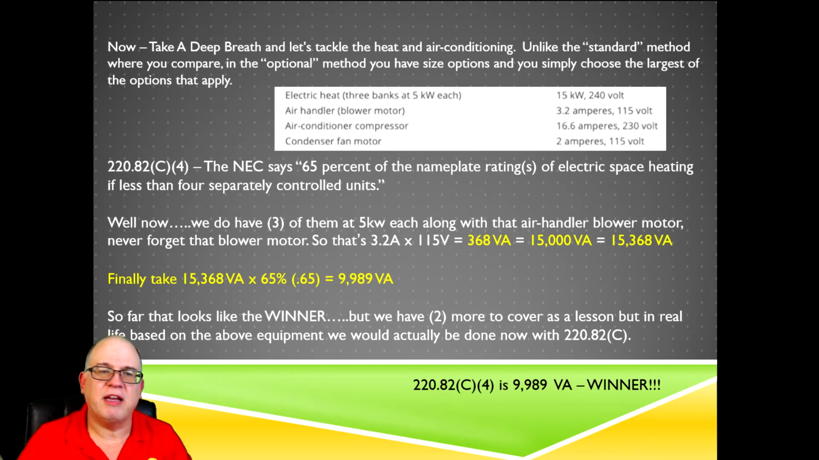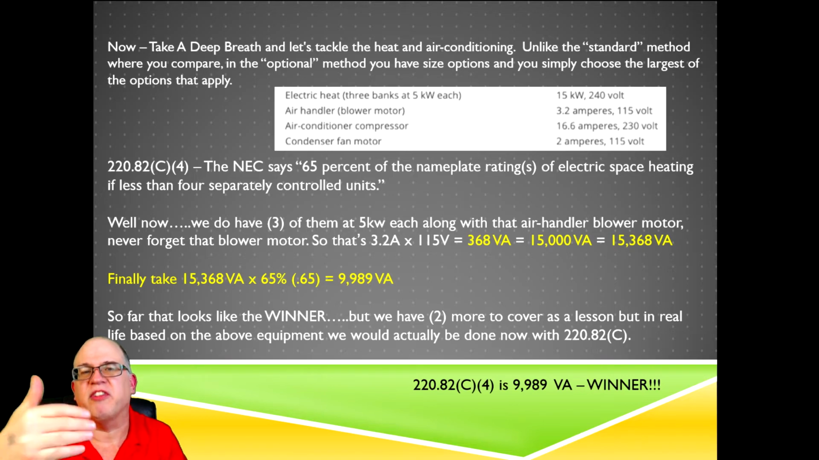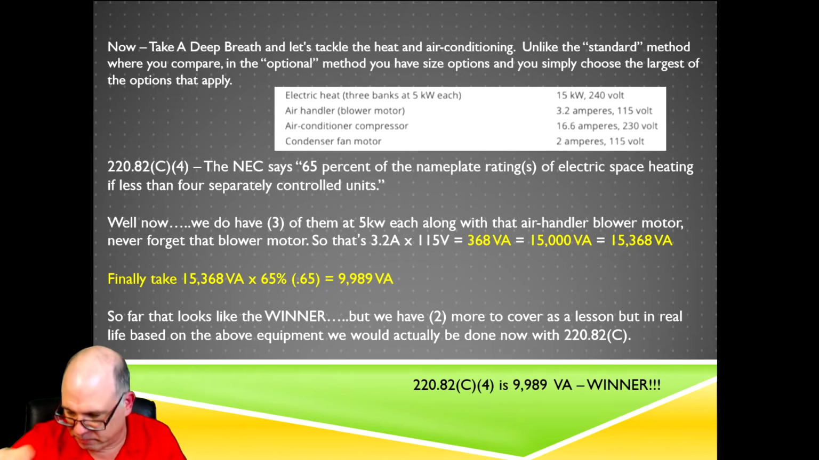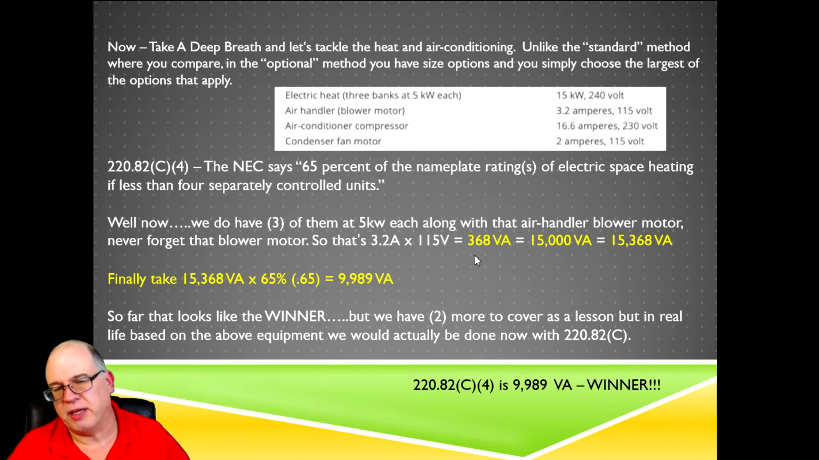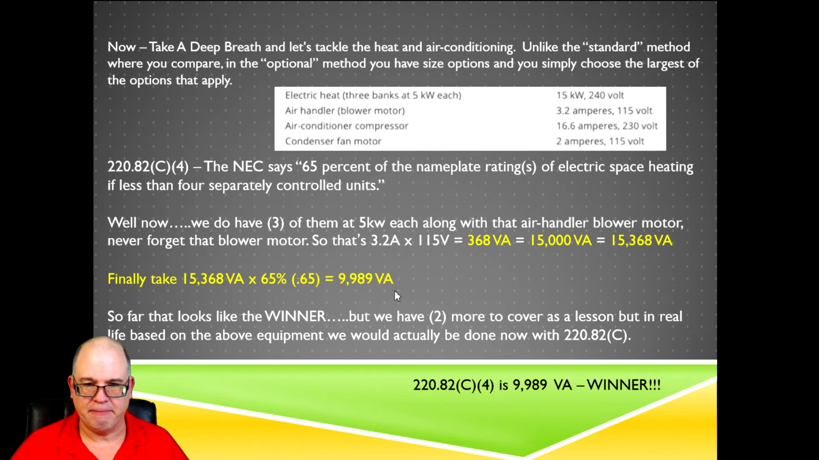So whether I use it as a heat pump with supplemental, which you could argue if you wanted to use this, and some classrooms might. In our case, I painted you the picture where it was not being used as that, just so I could do this and cover both of them. Otherwise, it'd have been harder for me to cover it. So which is the winner here? Obviously, the 9,989 is the winner. And again, that is 65% of the 15,368.